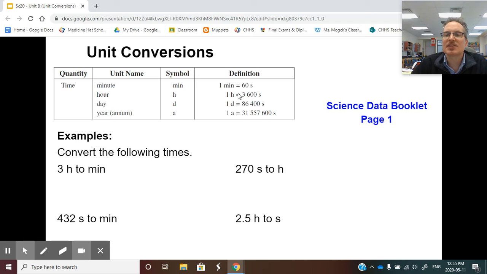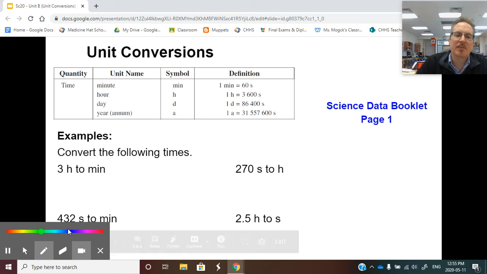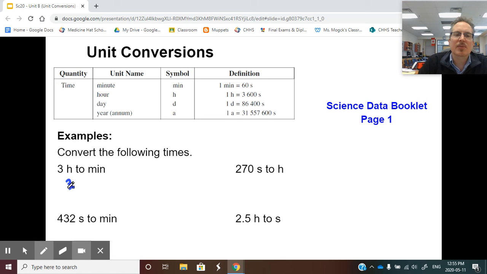And because they give this to us, again, on page 1 of your data booklet, we can use that valuable information. So I'm going to start with 3 hours, and I would like to turn it into minutes. Well, I think everybody knows that there are 60 minutes in 1 hour. I am setting it up because I want my answer in minutes with minutes on top. I want to get rid of hours, so I'm putting it in the bottom. So I'm going to go 3 times 60 is 180. And 180 divided by 1 is still 180. So I'm left with 180 minutes.